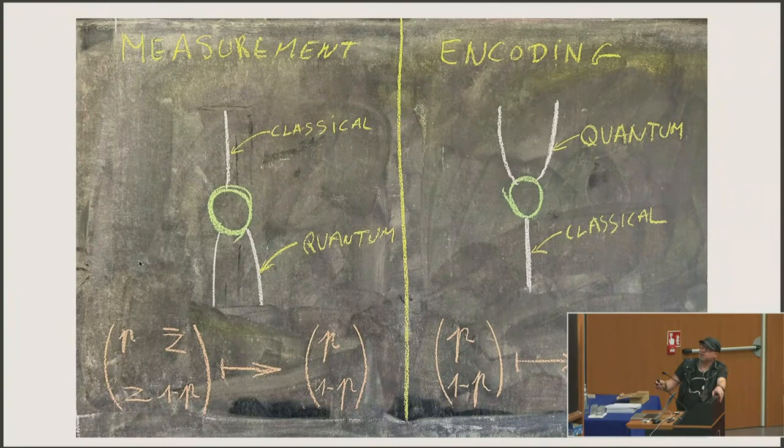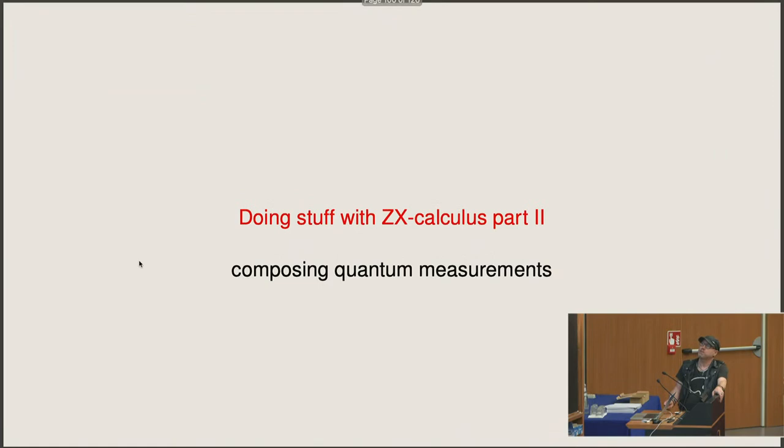The encoding takes a probability distribution and just lays it off on the diagonal. So it's what you would expect it to do. This is just plain quantum representation of this. Now we can do stuff again.